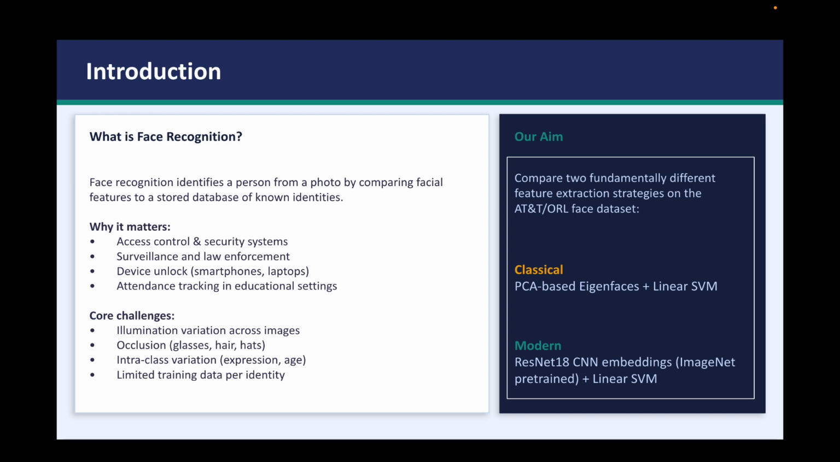This highlights the semantic gap. Pixel level similarity does not necessarily correspond to identity similarity. Two images of the same person can look very different, while two different individuals may share similar low-level patterns. Therefore, success depends heavily on how facial features are represented.